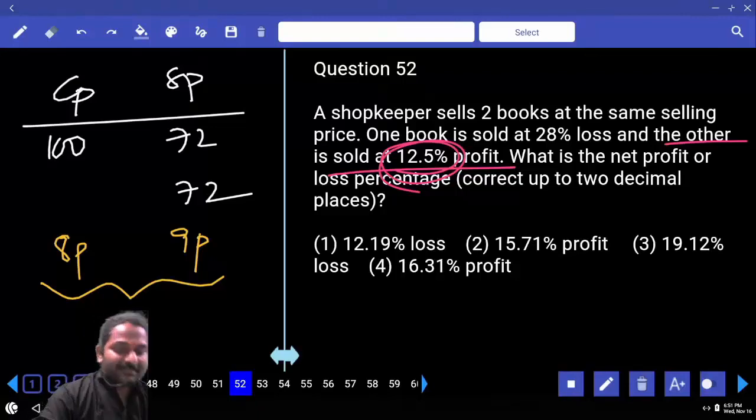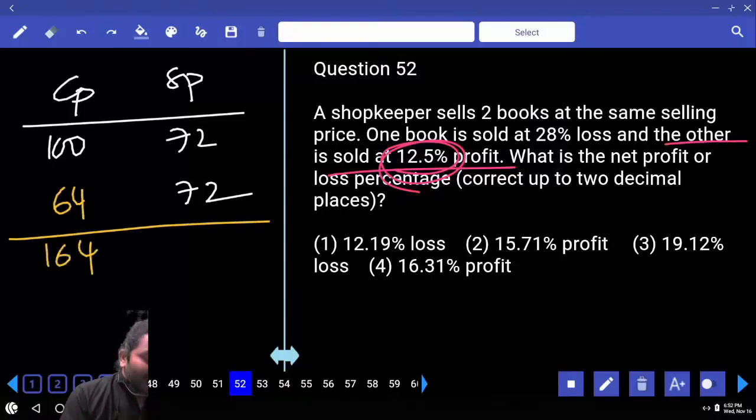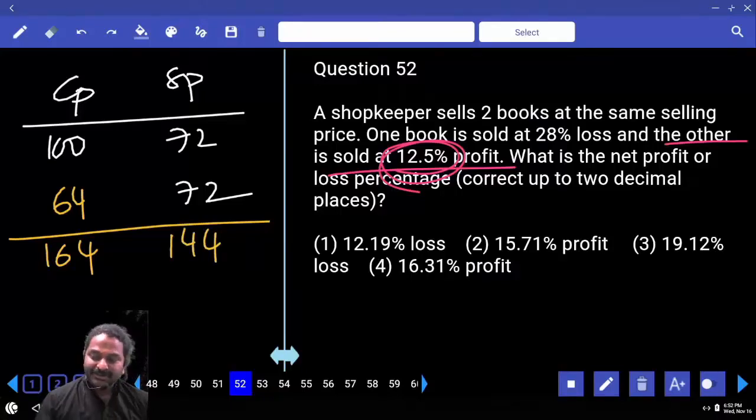9 parts is 72, so 8 parts is 64? So now what is the total cost price? Total selling price? 144. What is made, profit or loss? Look at your options. How many are there? 2 are there. If there is only one, you don't have to convert.